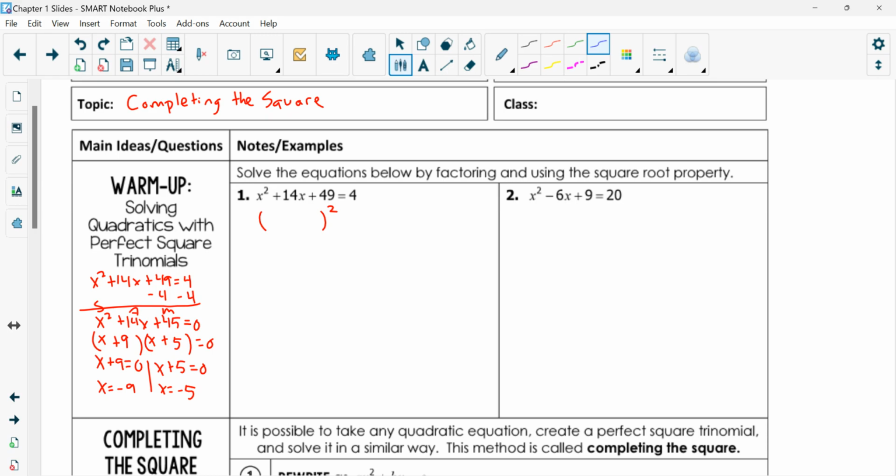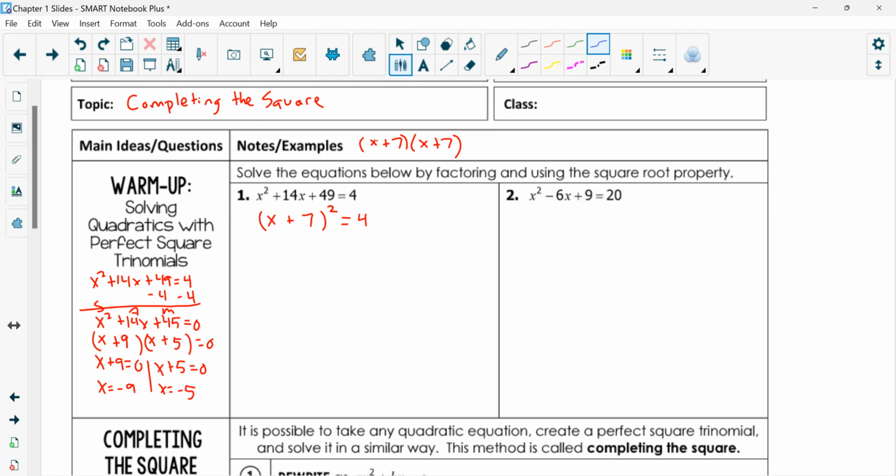If I have the square root of the first term, which would be x, the square root of the third term, which is 7, and then the sign of my middle term, that will be factored. Because remember, what that really is is x plus 7 times x plus 7. And if you FOIL that, you're going to get x squared plus 49 plus 14x plus 49. I did not get this equal to 0. It's still equal to 4.